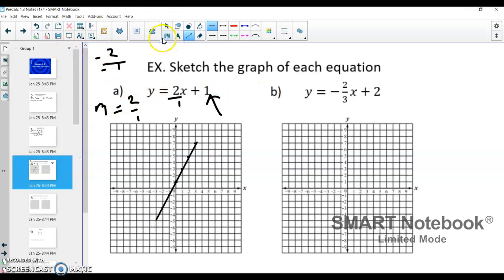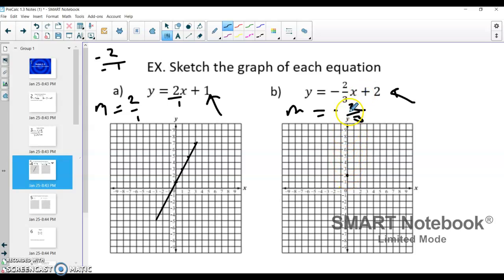Okay, same kind of thing for the next one. Different slope, same kind of thing though, where now our slope is equal to negative 2/3. Our y-intercept is 2, so we're going to start here at 2. Again, that's where our line is going to cross the y-axis, and that's why we call it the y-intercept.